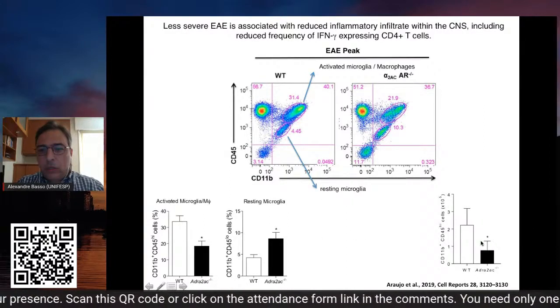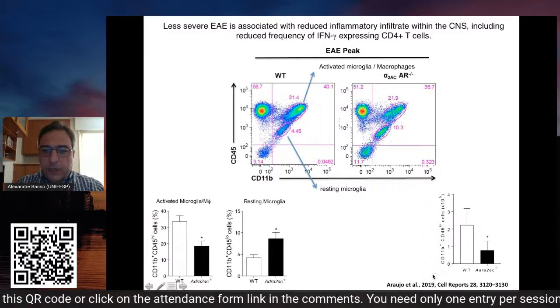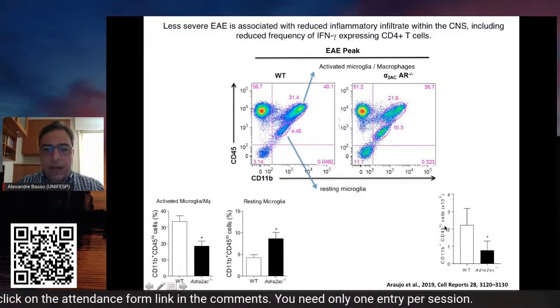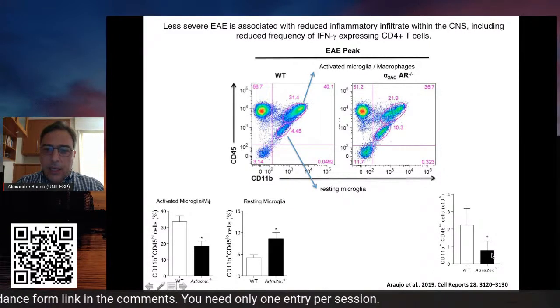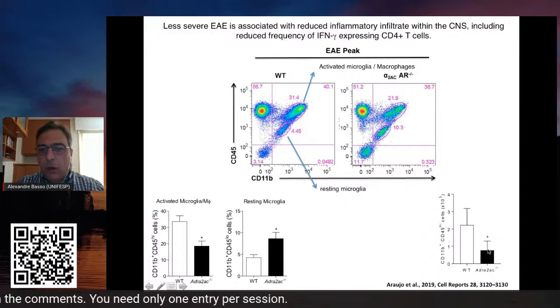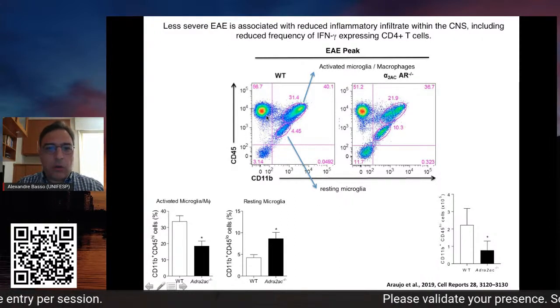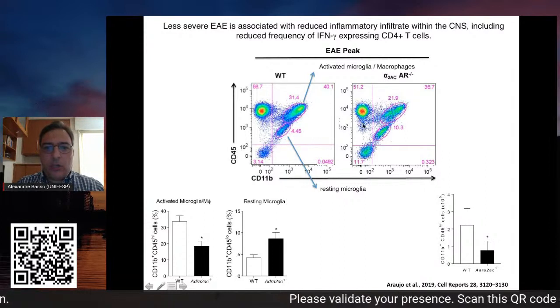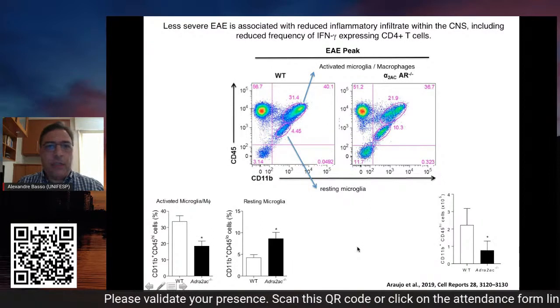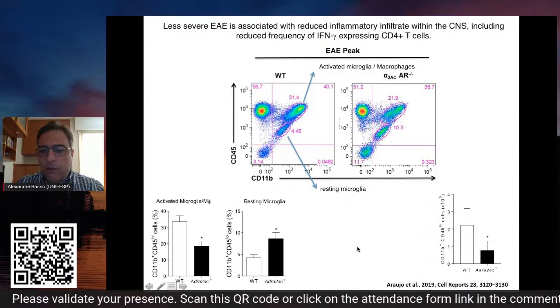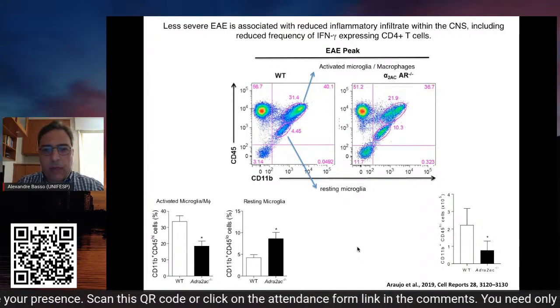And actually, the total number of CD11b, CD45 high cells infiltrating the CNS is also lower in deficient animals. I'm talking about this population here. So again, mostly activated microglia or infiltrating monocytes or macrophages.